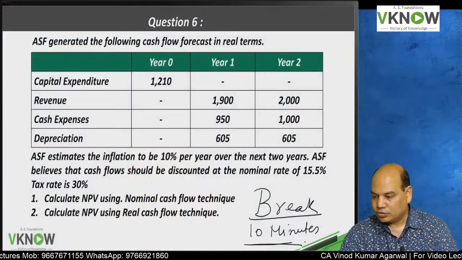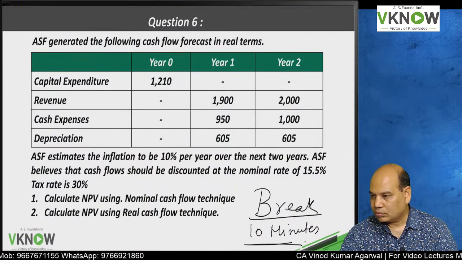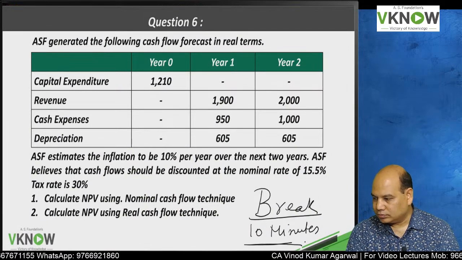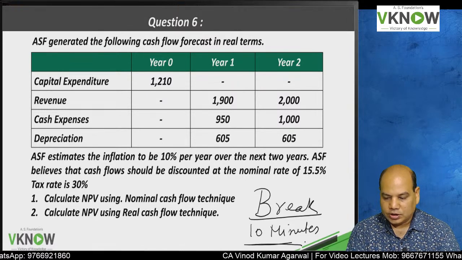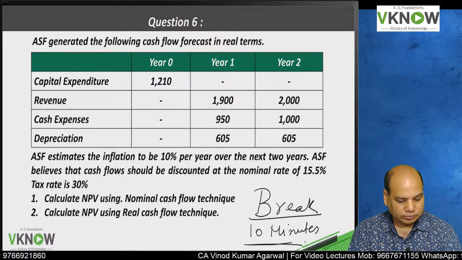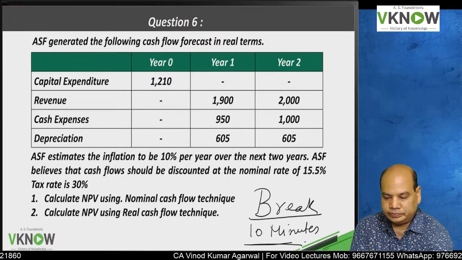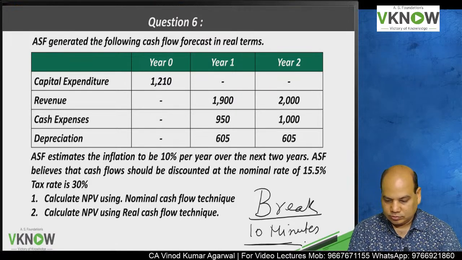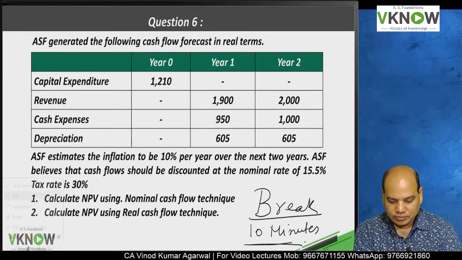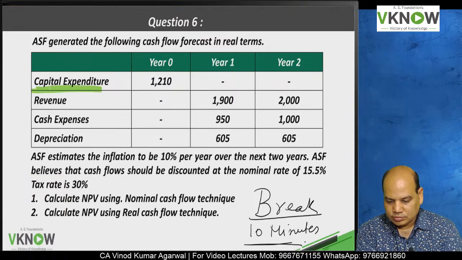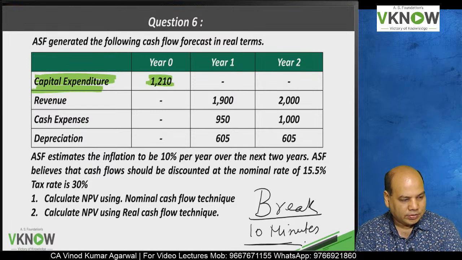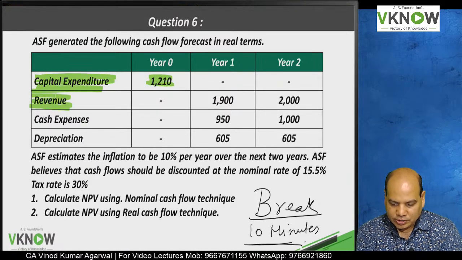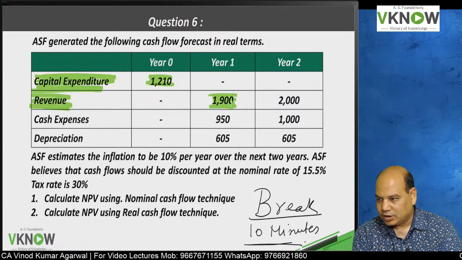So let us come to next question number 6 now. ASF generated the following cash flow forecast in real terms. Underline real terms. Capital expenditure. Oh my God, question is not complete. So write down capital expenditure, year 0 1 2, 1 0. You have to write. Purposefully it was done so that you will concentrate.